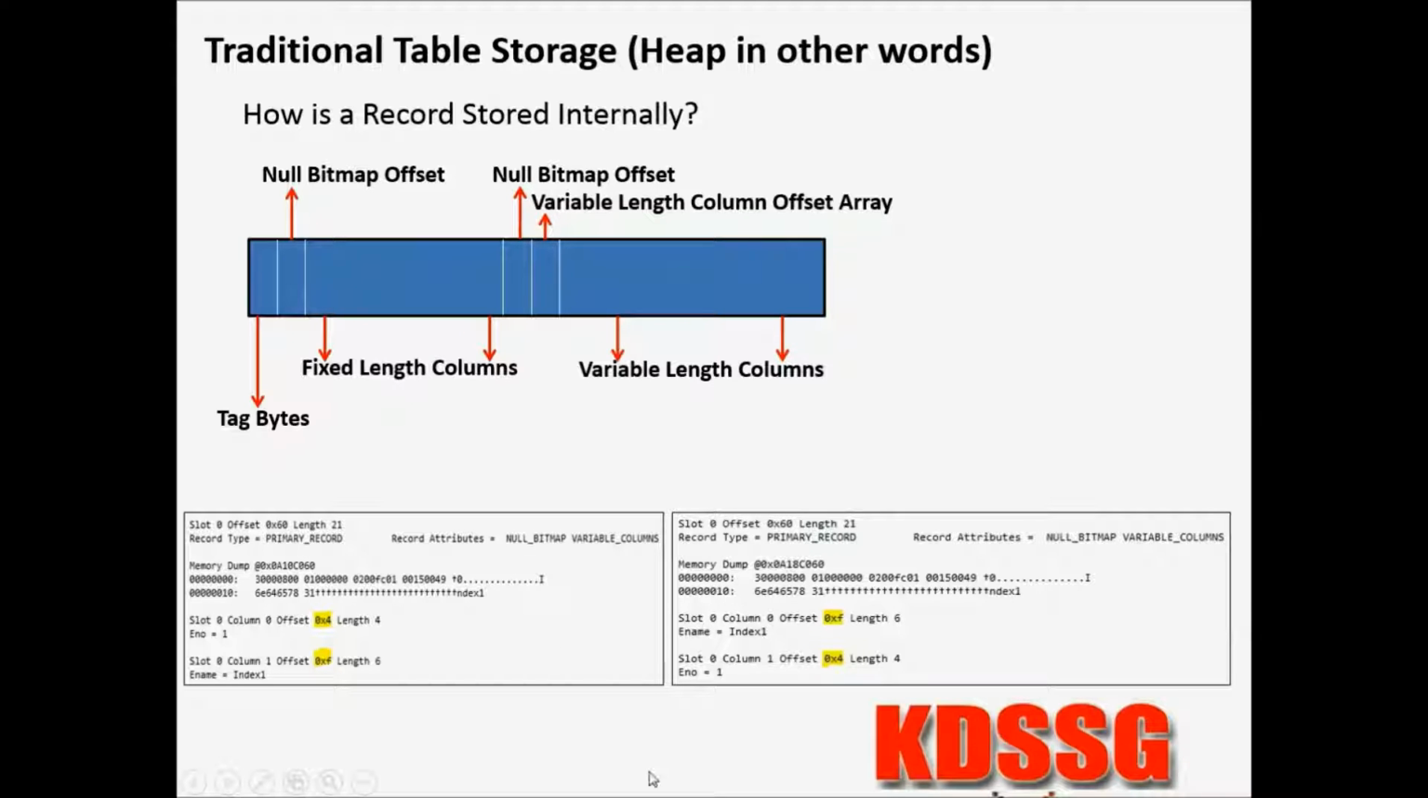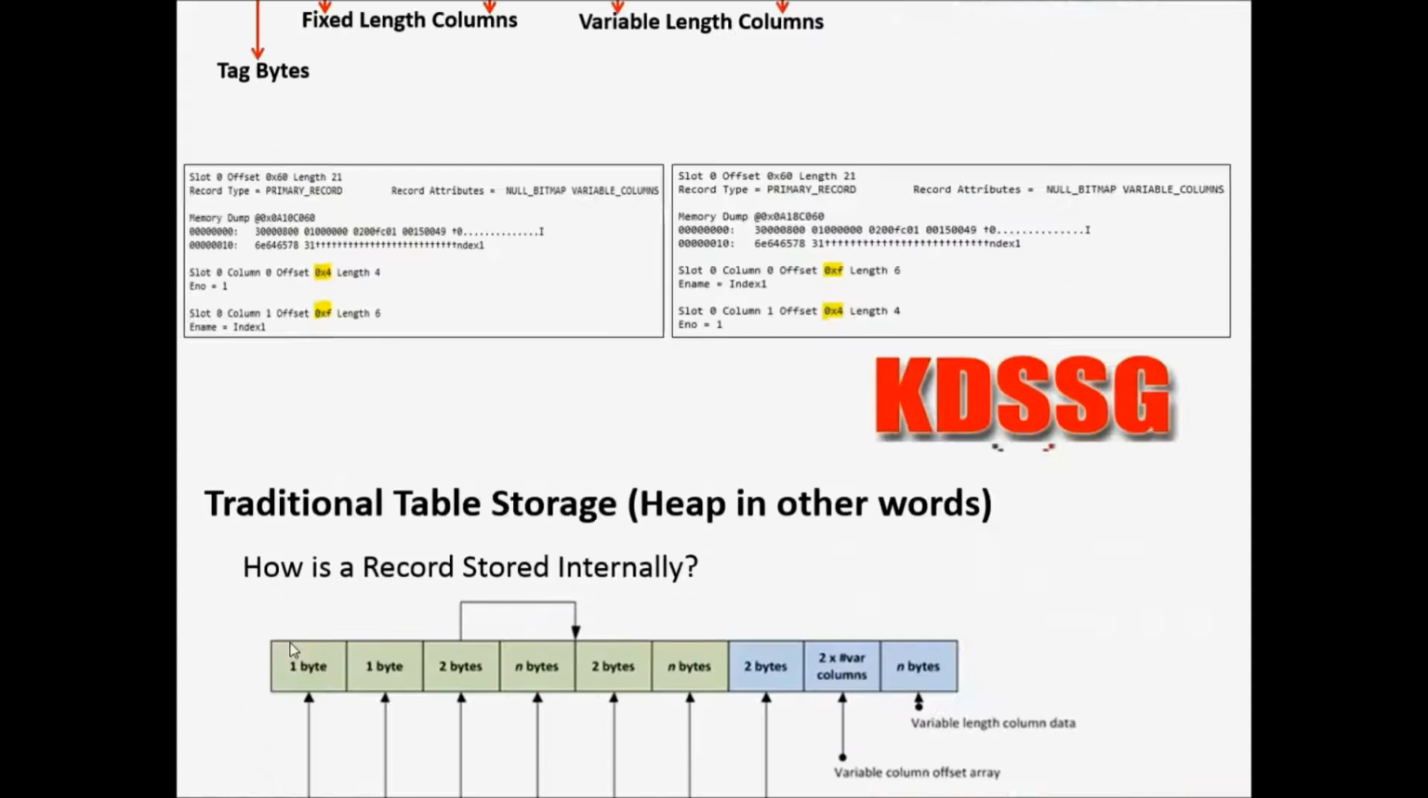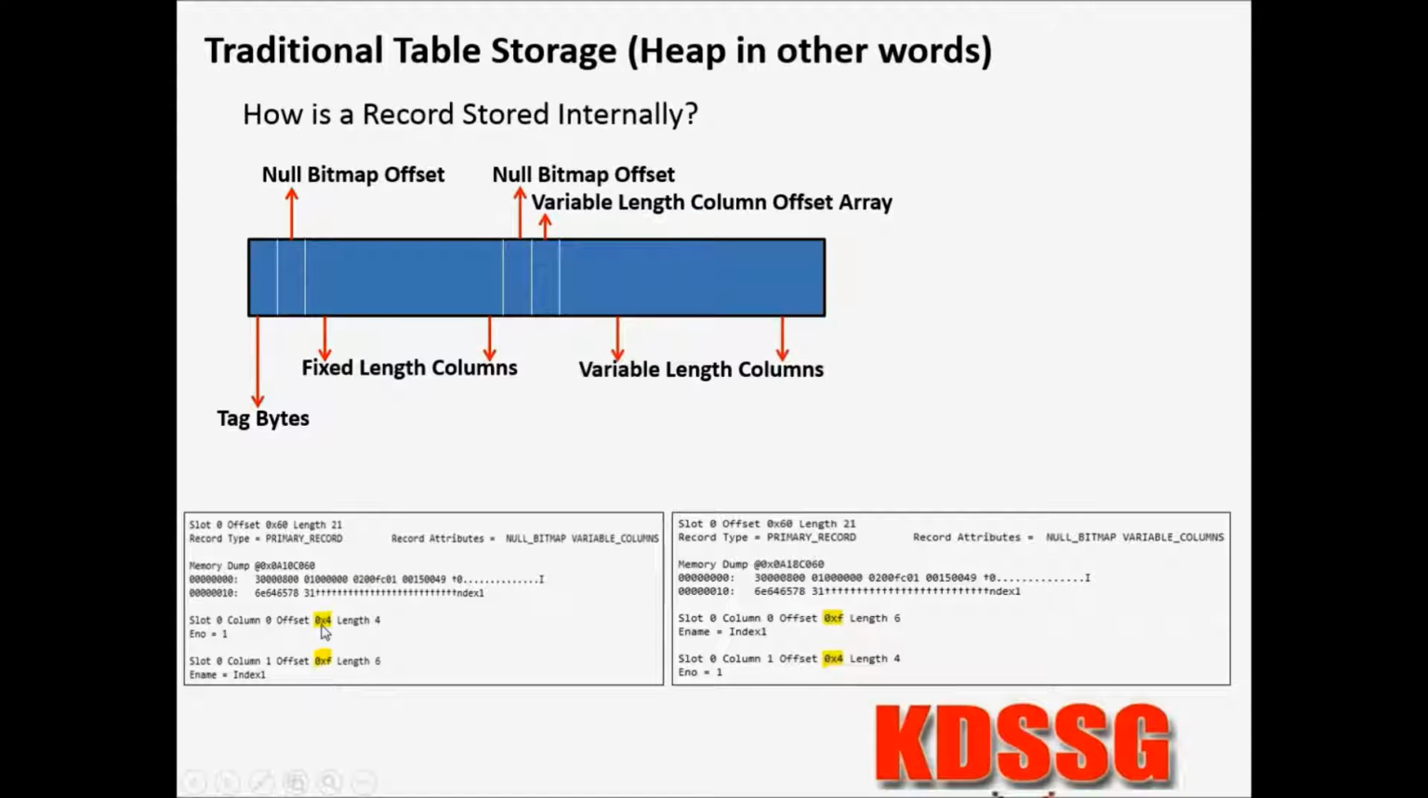To prove that point, I'm going to show the same demo one more time. When we create the table, we create employee number 1 first, and then employee name second. So employee number is the first column, employee name is the second column.